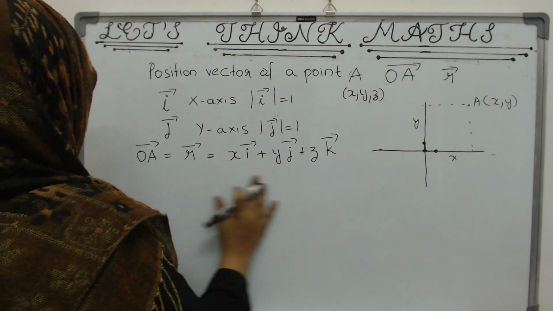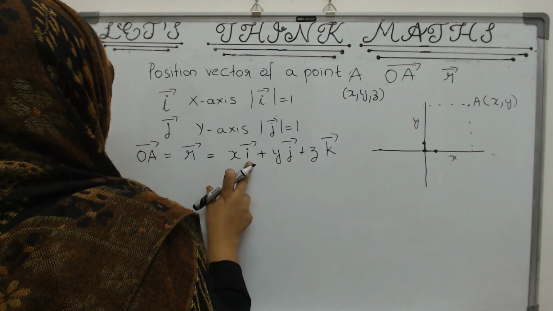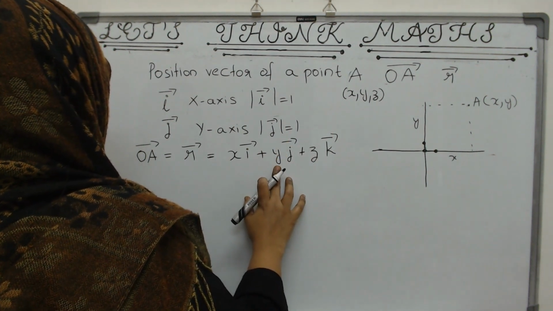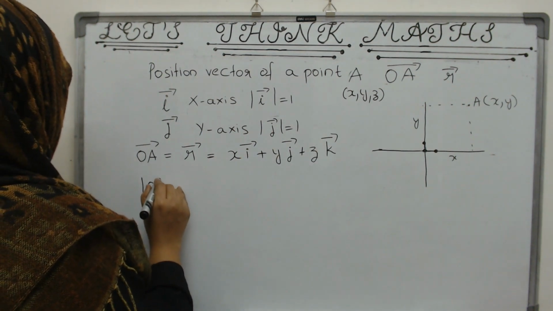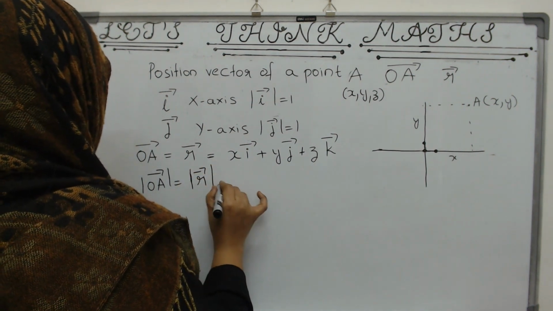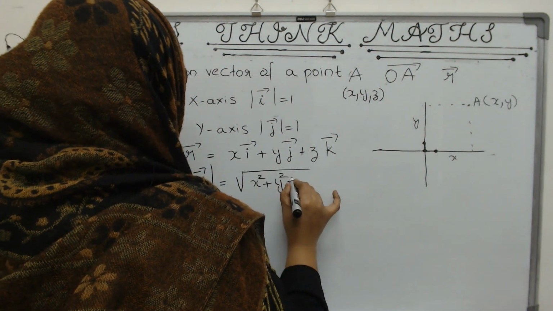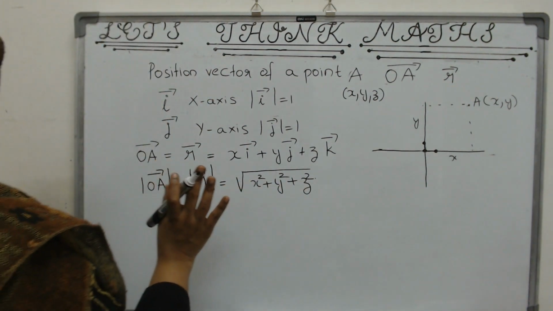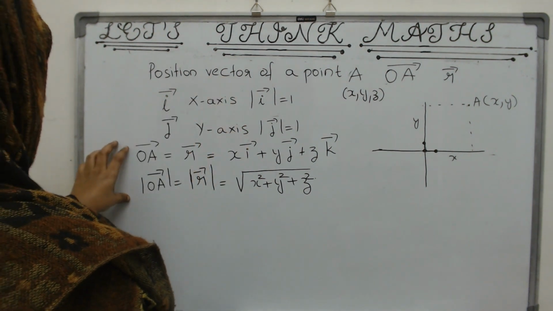Now this is its position vector, which means what? This will give you its direction. It moves x units along the x-axis, y units, centimeter or meter or whatever, along the y-axis, and z units along the z-axis. But what is its magnitude? What is its length? That is given by the square root of x square plus y square plus z square. Okay. Now this is the magnitude of this vector. So we have got both the magnitude and the direction.